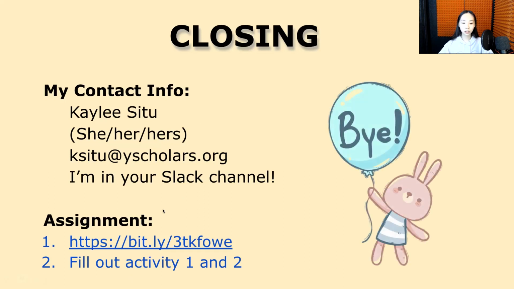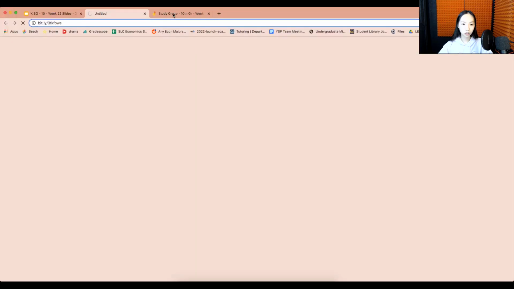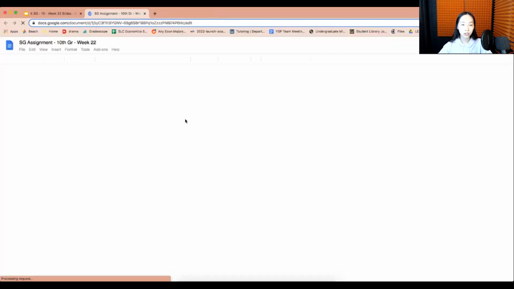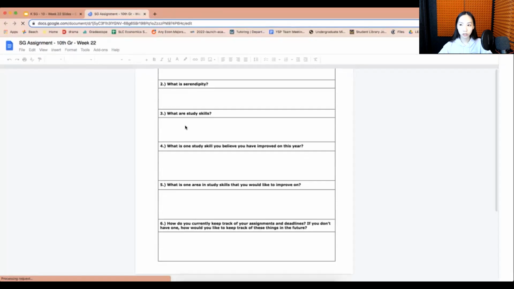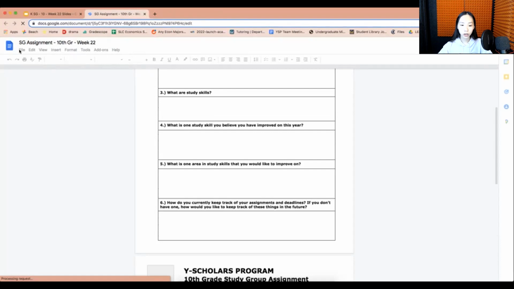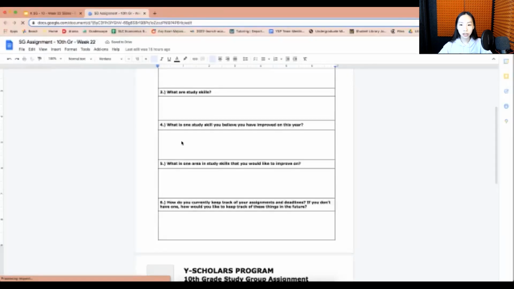Your assignments for this week are this Google Doc and filling out activities 1 and 2. So let me show you what this Google Doc looks like. It should look something like this. Always make a copy of the assignment and then edit it as you need.